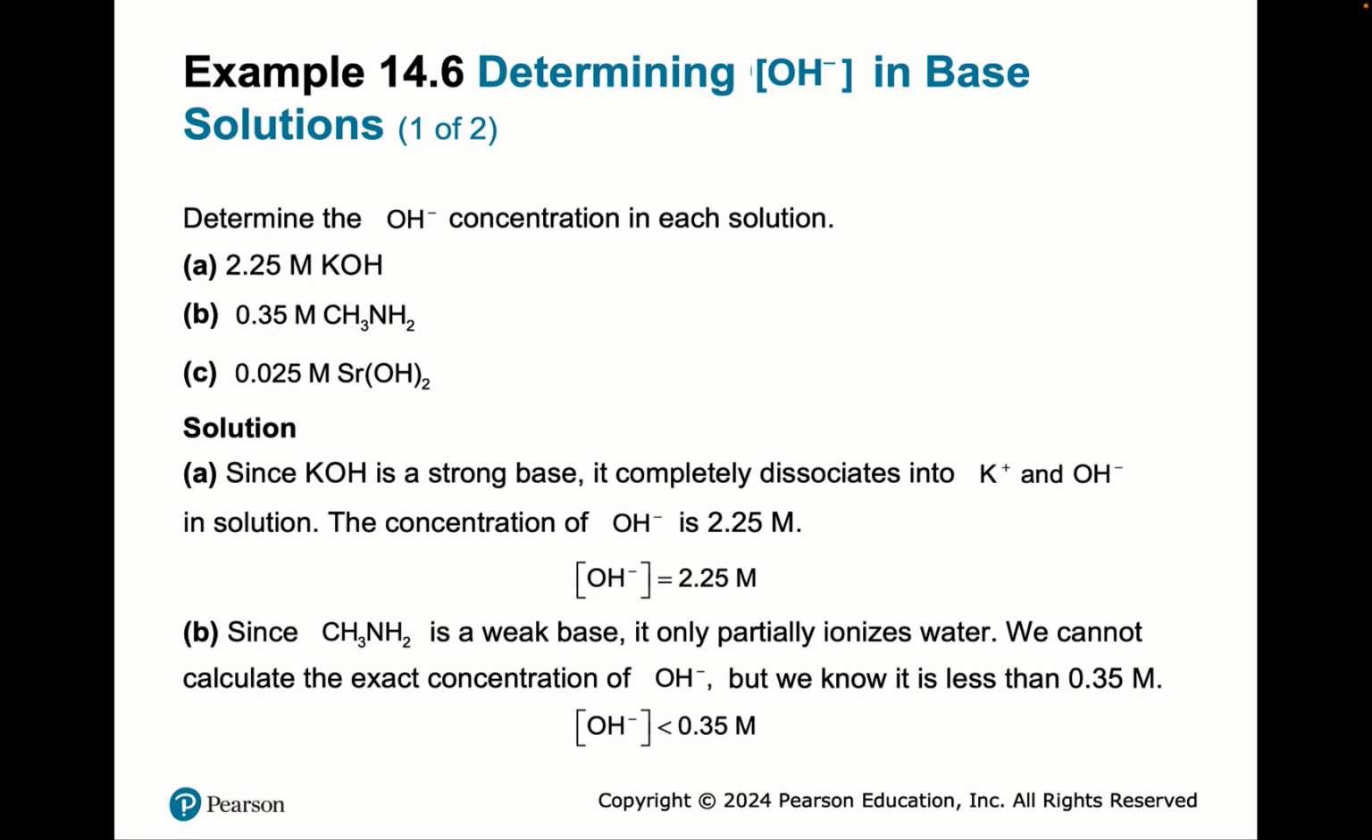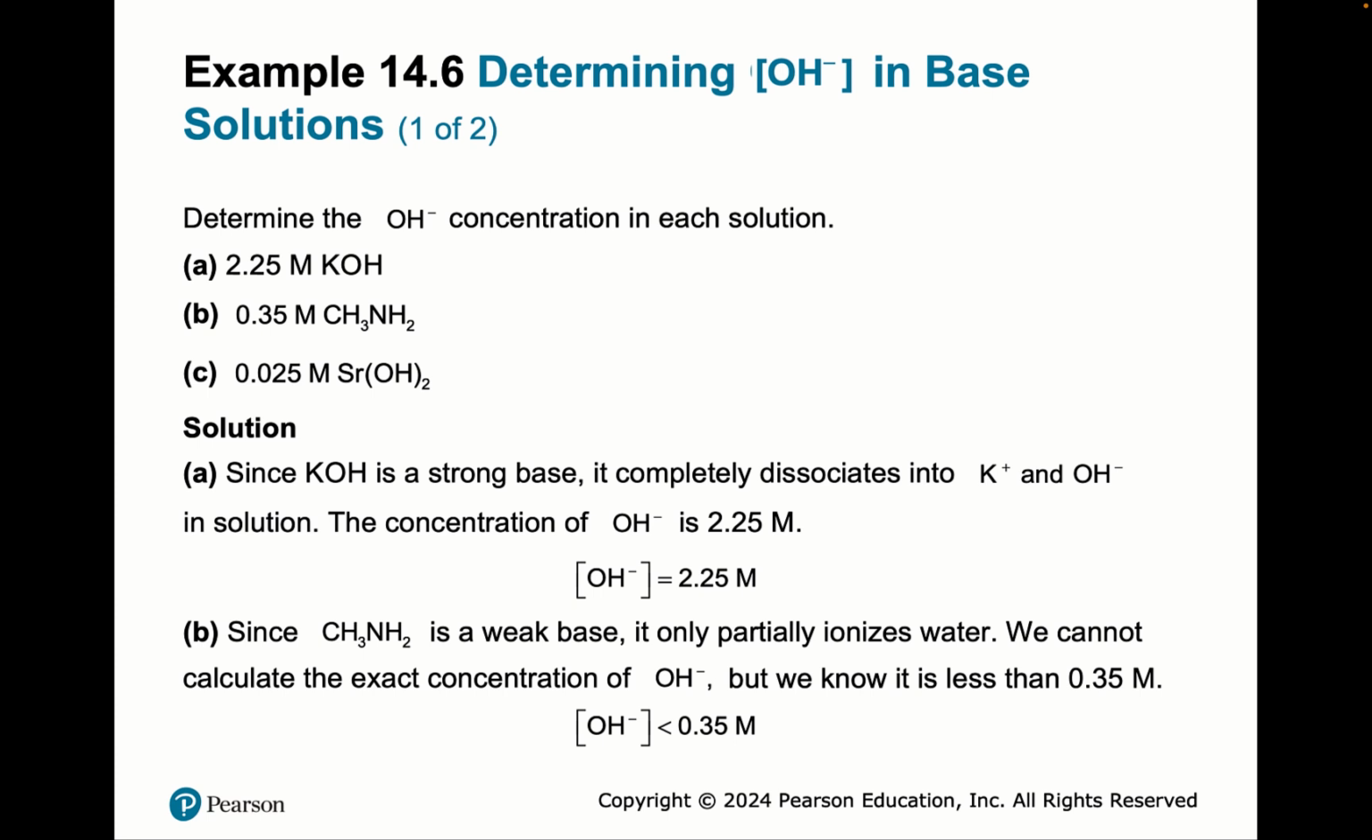For potassium hydroxide, it's an alkali, so it's a strong base. So the 2.25 molar potassium hydroxide is in fact 2.25 molar in hydroxide. Now the 0.35 molar methylamine is not a strong base, therefore it's a weak base, which means the hydroxide ion concentration will be less than 0.35 molar. In future classes, you can learn how to do this. You have to use an equilibrium constant and calculate it that way.